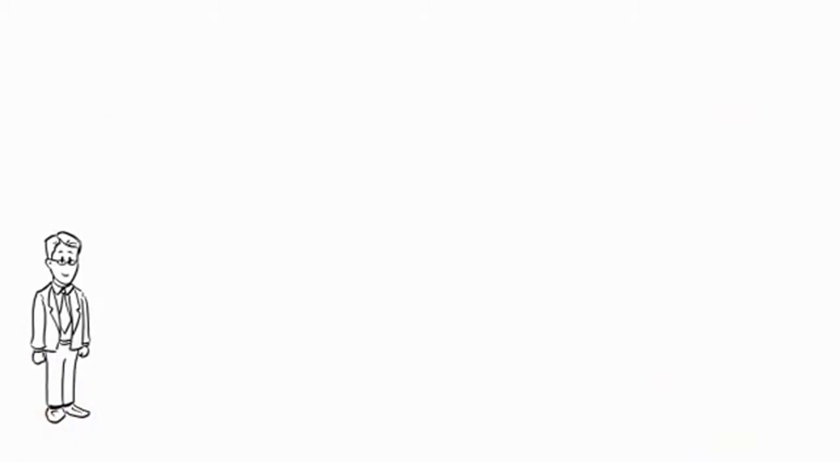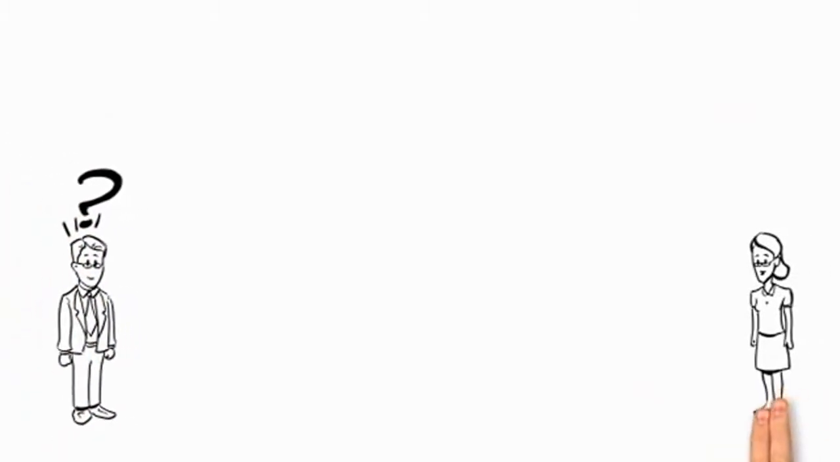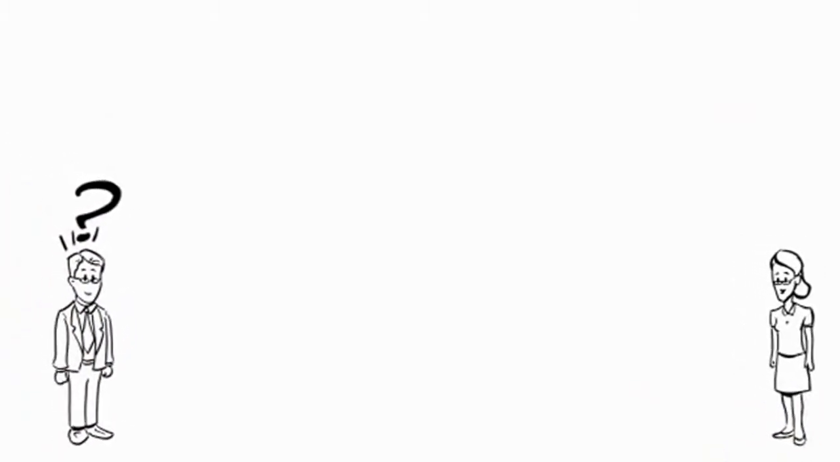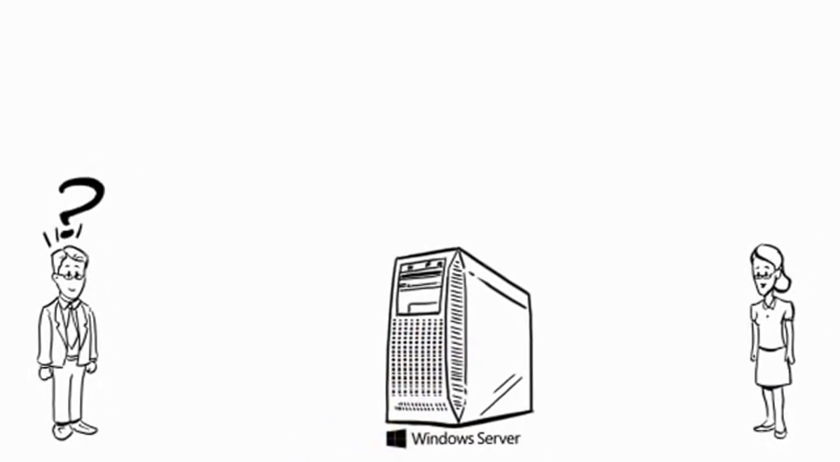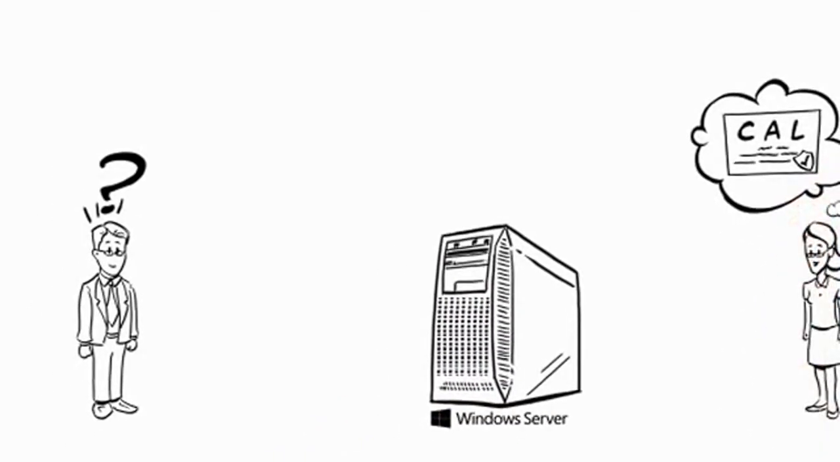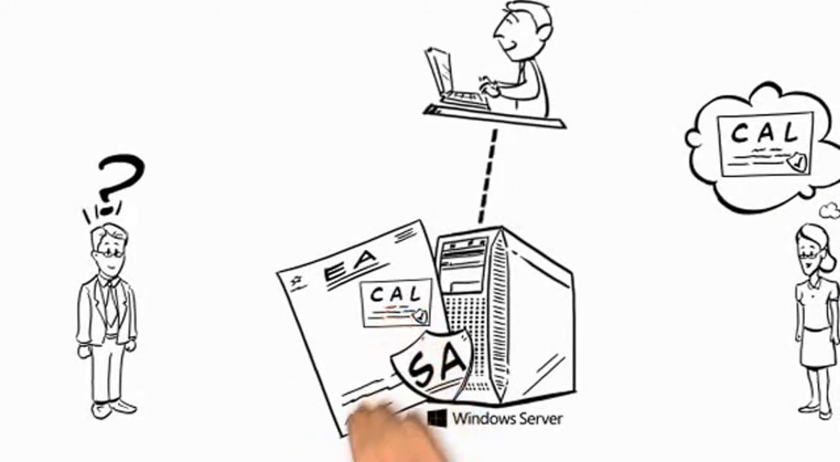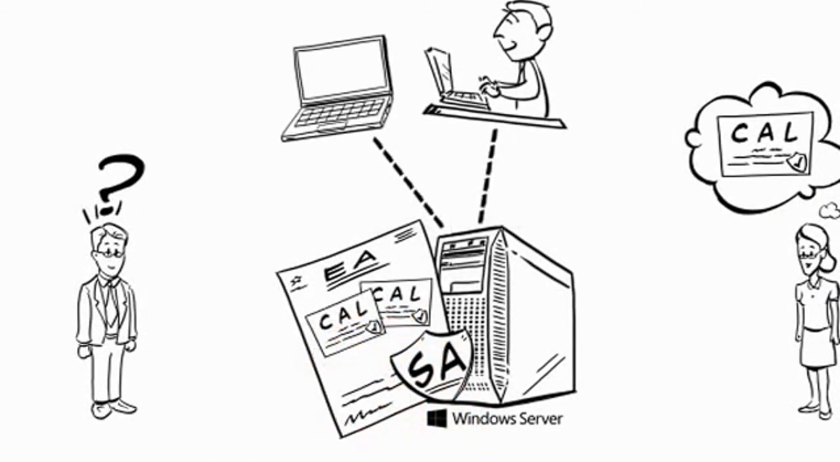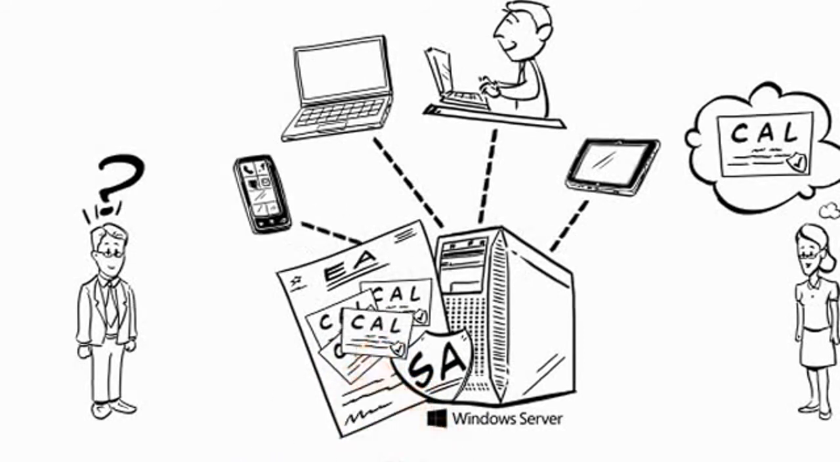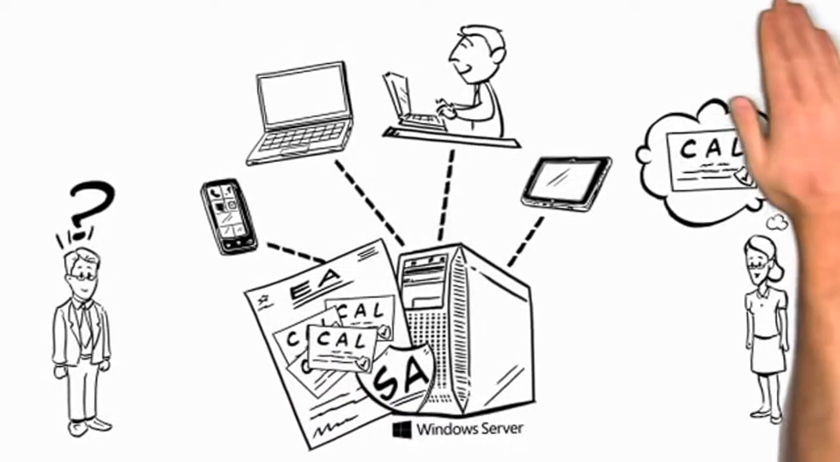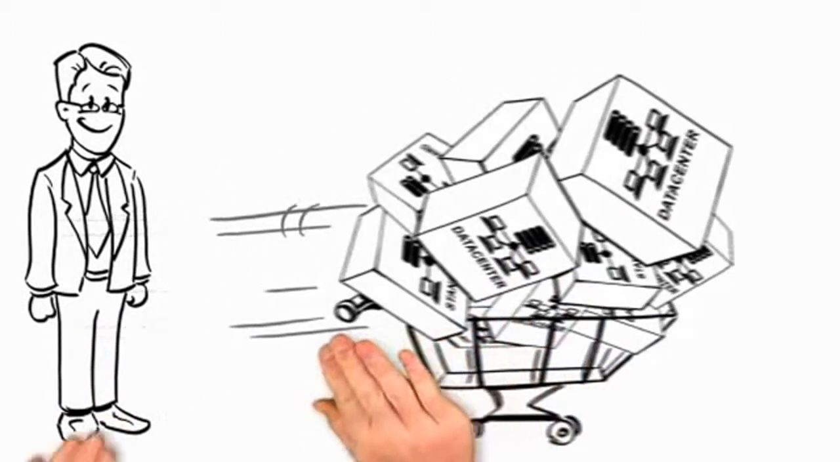Brian asks Sarah if there's anything else he will need. Sarah reminds Brian that every user or device that will access a Windows Server needs to have a Client Access License, commonly referred to as a CAL. Since Windows Server CALs with software assurance are already a part of the company's desktop platform, licensed through their enterprise agreement, they are covered. Great, Brian says, let's put in the order.